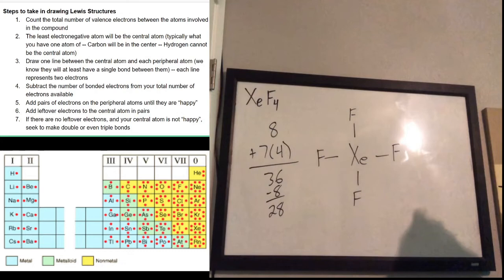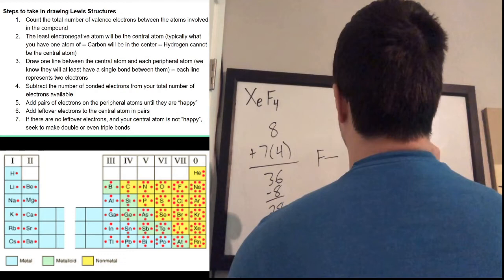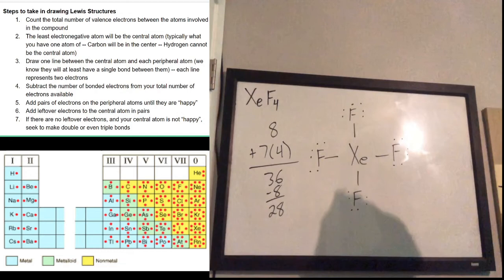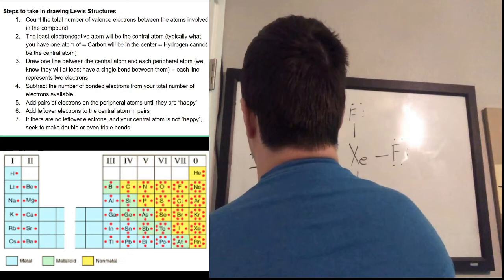Next step is to make our outside guys happy. We always make the outside happy, then the inside. And so we're going to add 6 electrons to each of our fluorines. Six times 4, do the maths here. We utilize 24 electrons, and we have 4 left over.